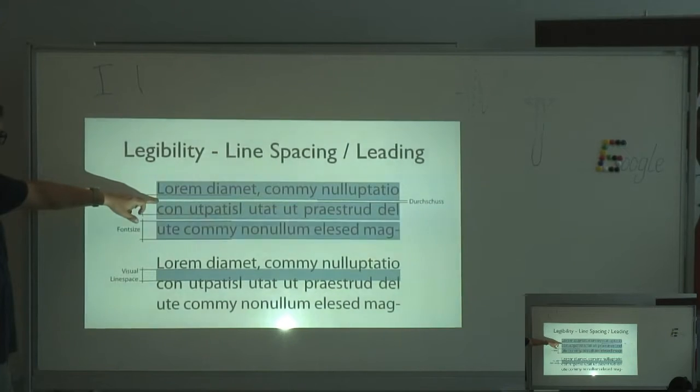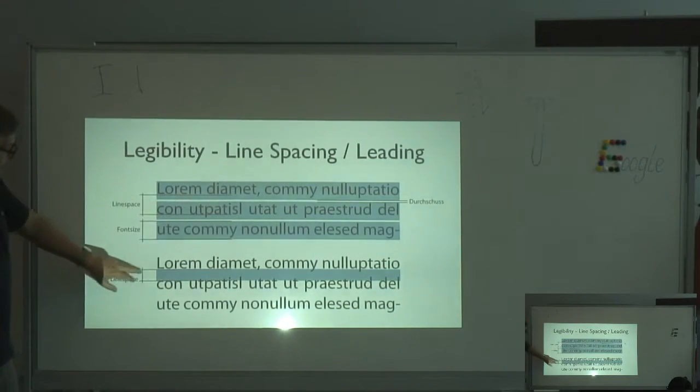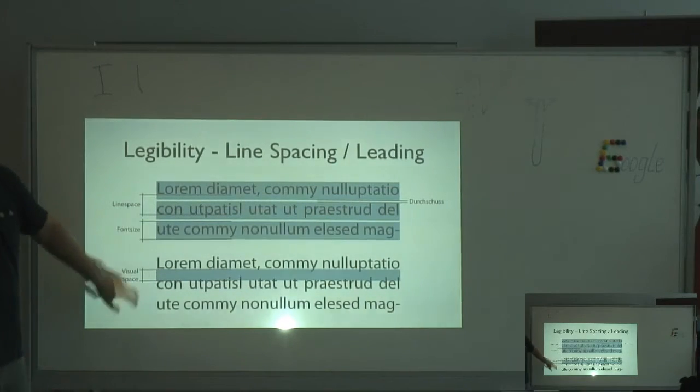And this white space that's put in here, I've never found the English version for that. The German word is called Durchschuss. I could not find an English equivalent. Visual line spacing is this, right? What you see as a visual space.